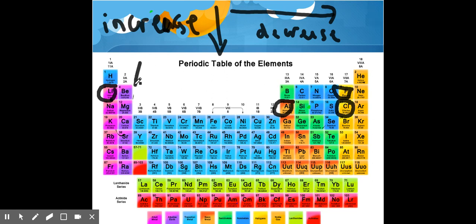So if we're writing them in order from largest to smallest, make sure you make note of that. It'd go aluminum, then chlorine. Okay, and then we would need to decide which one is the smaller and the larger one between lithium and fluorine. So lithium is further to the left. So as we go across here, we're increasing the effective nuclear charge, which means the electron shells would be pulled in tighter. So fluorine would be the smallest.